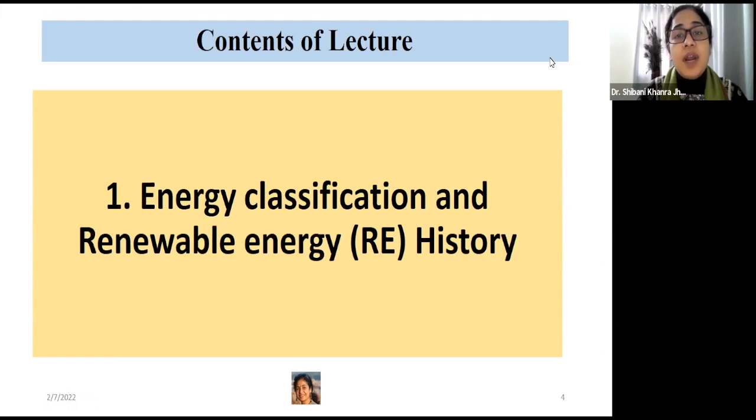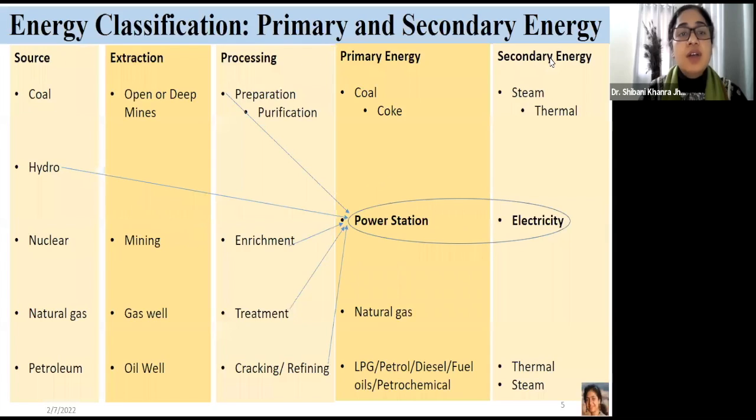First, let's look at the first part of the lecture, which will be energy classification and renewable energy history. So in a general notion, we classify energy based on primary and secondary energy uses, which again depends on several layers of classification: based on the source, based on the extraction, based on processing, and then we define primary and secondary energy.